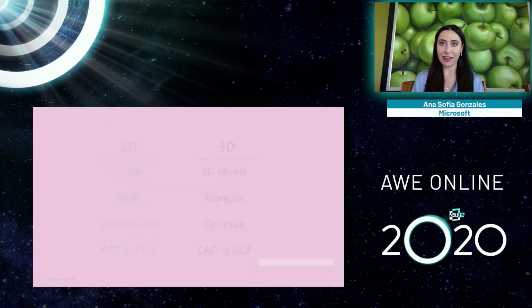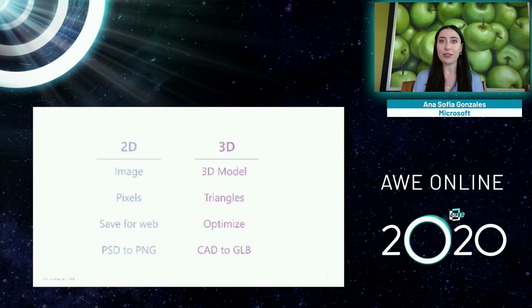So by the end of this, my goal is that you understand the right column. So you will understand what's a 3D model, what are triangles, what do you optimize, and how you go from CAD to GLB. But don't worry, I'll explain all of this today.